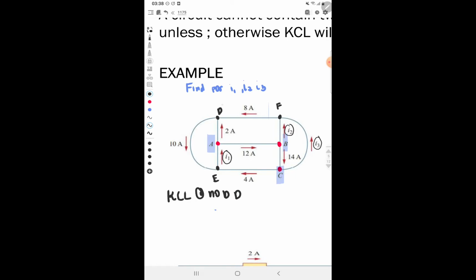This node here. We will prove that the summation of current entering and going out of the node is 0. So when we apply KCL at node D, notice that we have 10 ampere leaving the node, so negative 10, 8 ampere entering the node, and 2 ampere entering the node is equal to 0. Notice that 8 plus 2 is 10, negative 10 plus positive 10 equals 0. So this is the proof that the summation of current entering and leaving a node is always 0.